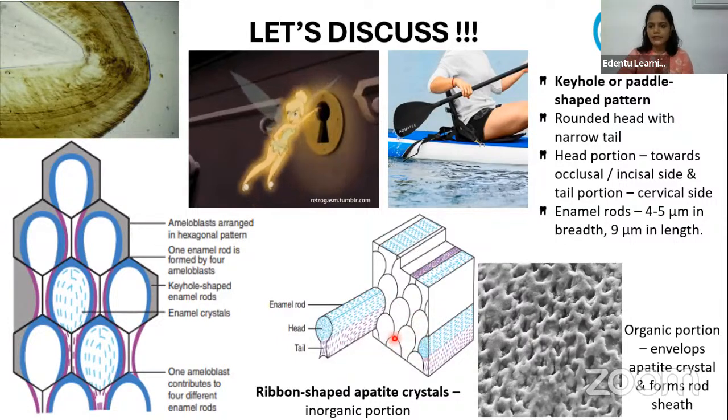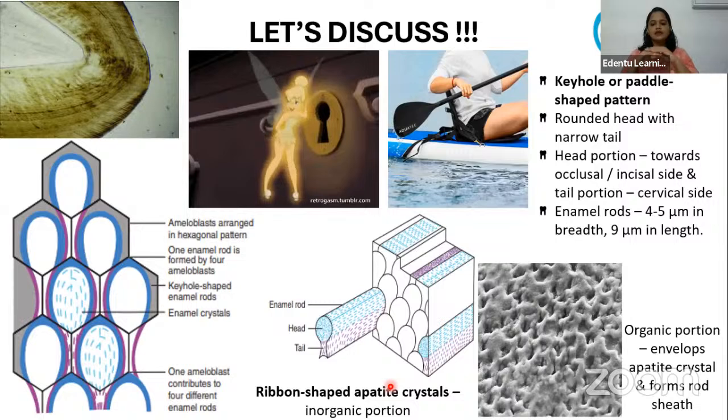Okay, so all these enamel rods will be made up of hydroxyapatite crystals. These hydroxyapatite crystals will usually be ribbon shaped. Okay, these hydroxyapatite crystals form the inorganic portion of the enamel. And if you look at the organic portion of the enamel, what it does is it will envelop the hydroxyapatite crystals and form the rod sheath. Okay, so in the pictorial representation here, you can see that this is one rod. Okay, an example of one rod they are showing, and covering this rod, you will be able to see the organic portion, and it forms the rod sheath.